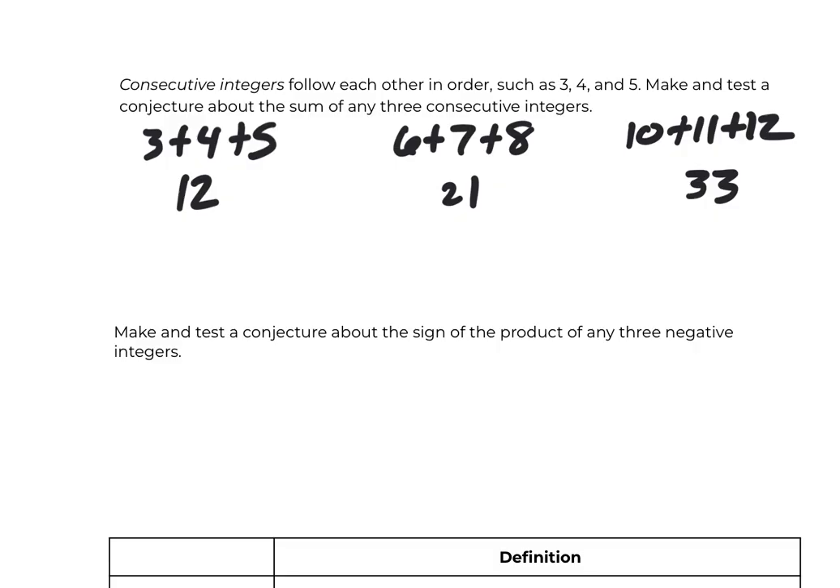Yeah? They can all divide by 3. Okay, that's good. I like that. 12 divided by 3, 21 divides by 3, and 33 divides by 3. Okay, a little bit more. Okay, that is a true conjecture. Okay, all of them have at least one number that can divide the sum evenly. Okay.